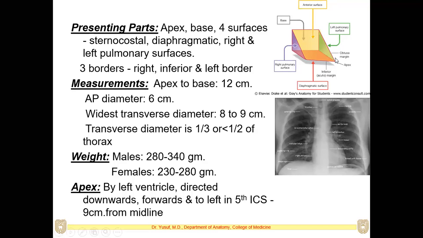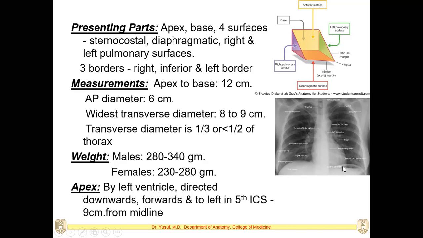So from the apex to the base, it will be almost 12 centimeters. But if you take the anterior posterior diameter from the sternocostal surface, which will be almost in the middle, to the base, it will be almost 6 centimeters. Okay, and the transverse diameter from here to here is almost 8 to 9 centimeters. This is very important, especially in case of cardiomegaly.